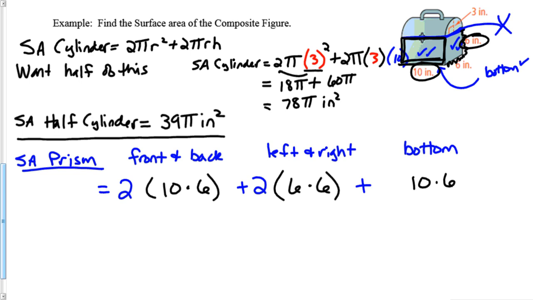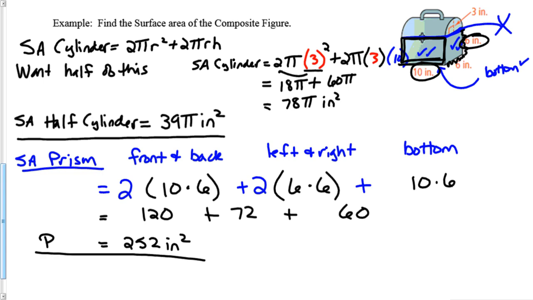So I'm going to calculate each of these, and I'm going to add them all up together. When I calculate these, this is 120, this one's 72, and that last one over here is 60. Adding that all up gives me 252 inches squared. So that's for my prism.